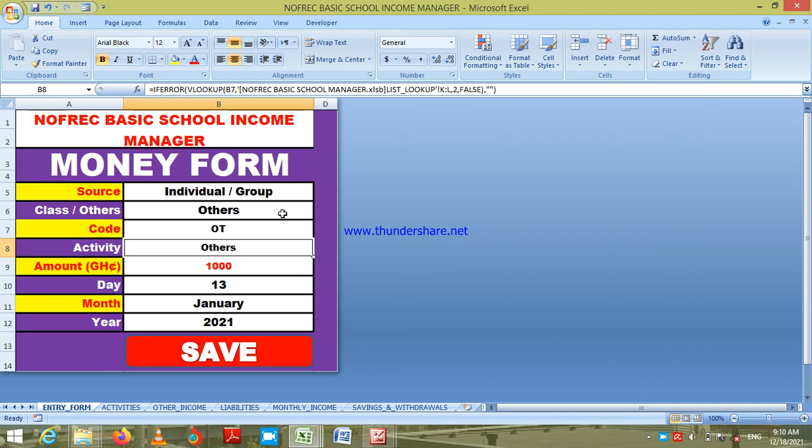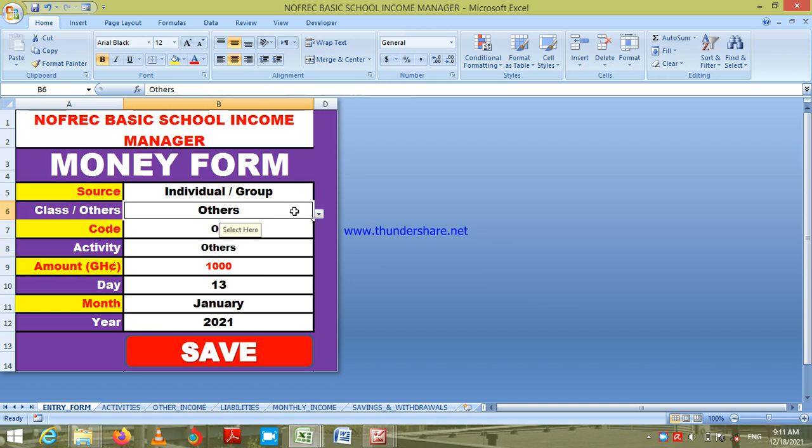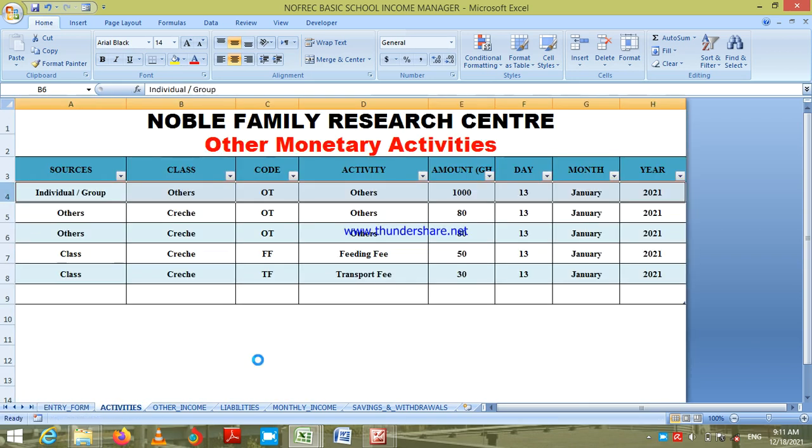It has been rectified. So now, though it's a donation, we have to indicate that it's from others, which is a class. So that's why we say we have class or others. So you take it as a class, others. That's from an individual, and it's a donation, which is 1,000 Ghana cedis. Then we save.